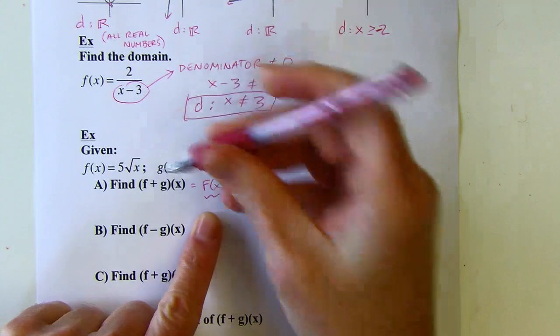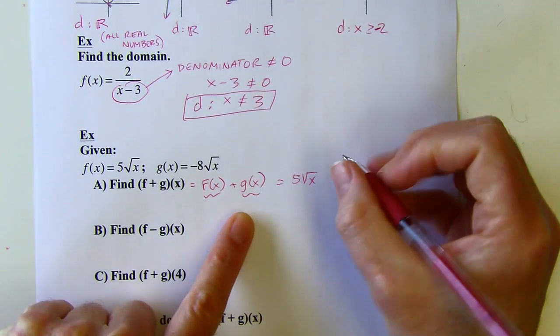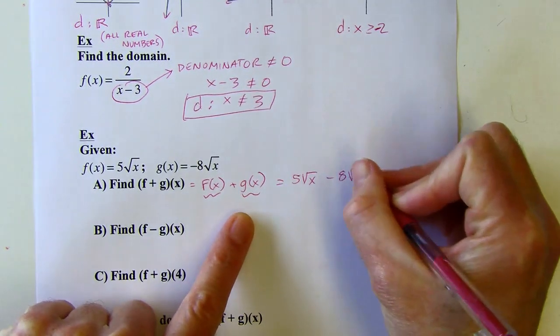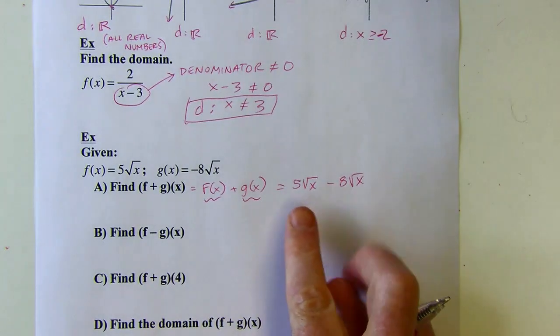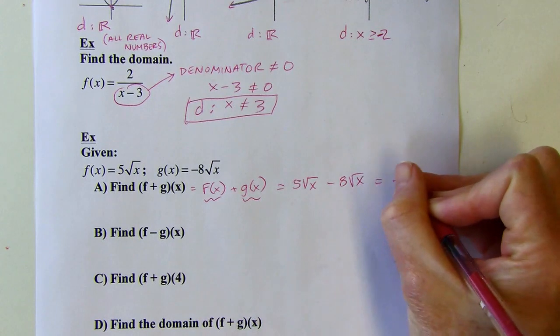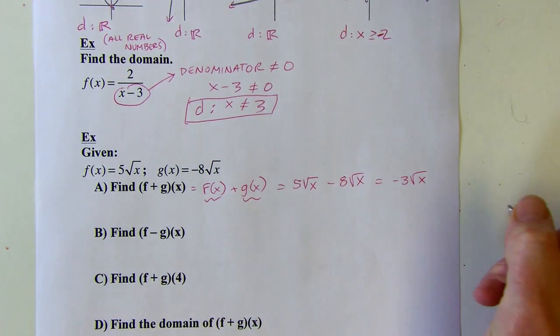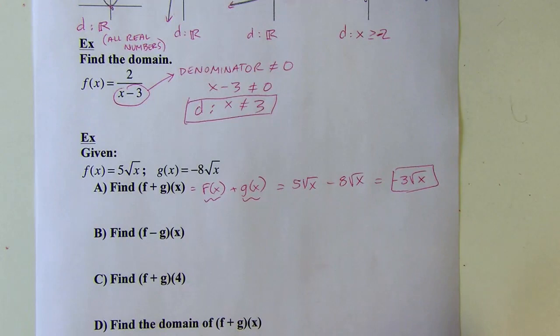So f of x is 5 root x. G of x is negative 8 root x. Okay? And then I want to see if I can simplify this. Well, these are like terms, right? I got 5 of those minus 8 of those. That means I'm going to end up with negative 3 of those being root x's. And there is f plus g of x.